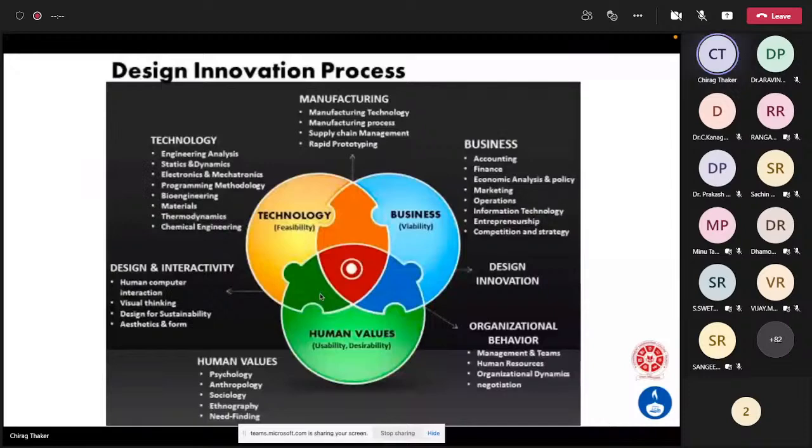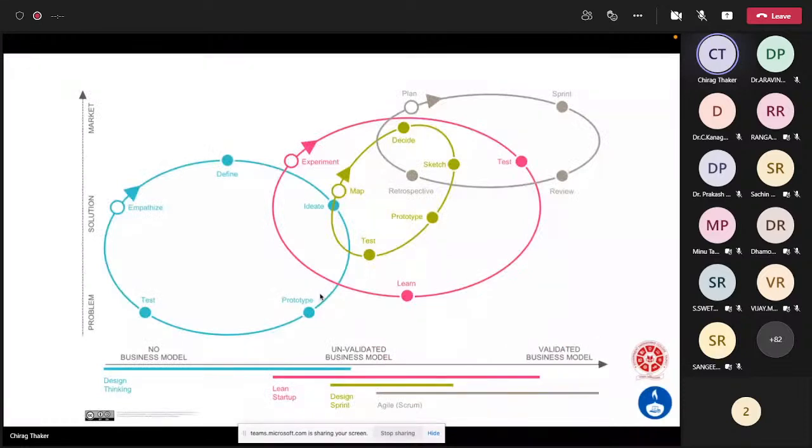If you say business domain only, it is all about accounting, finance, marketing, operations, IT, entrepreneurship, competition and strategy. But when technology and business intersect, it is manufacturing technology, process, supply chain management, and one very important, rapid prototyping. So this is going to be your stage wise. So your problem, solution, and market, which is defining your x-axis.